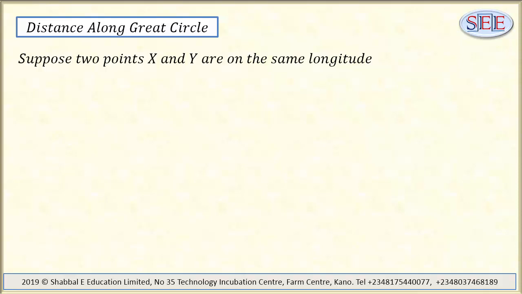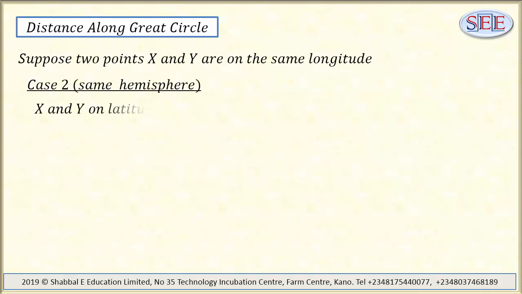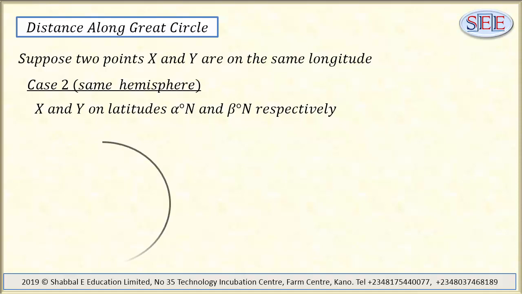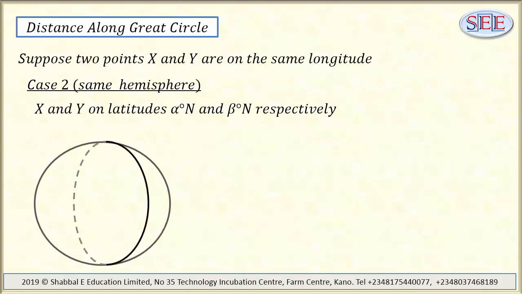Another case, the same 2 points x and y that are on the same longitude, but another case is case 2. Case 2 happens when the 2 points x and y are on latitudes alpha north and beta north, which means they're in the same hemisphere, either northern hemisphere or southern hemisphere. So let us draw it. We make the sketch of the earth. We make a common longitude. Look at the common longitude.